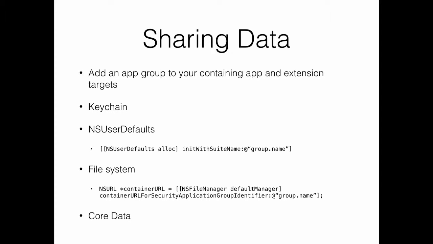You can use this for different little tricks. If you just want to send a message over to your containing app, you could write out a plain text file that both the containing app and the app extension are monitoring.